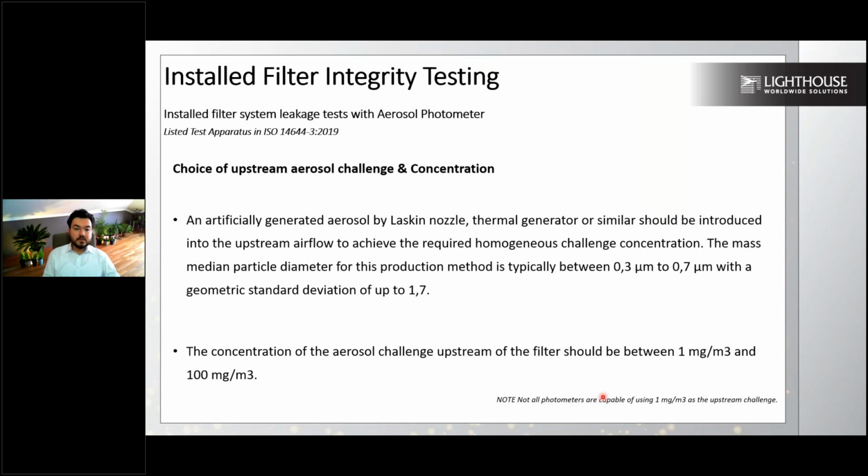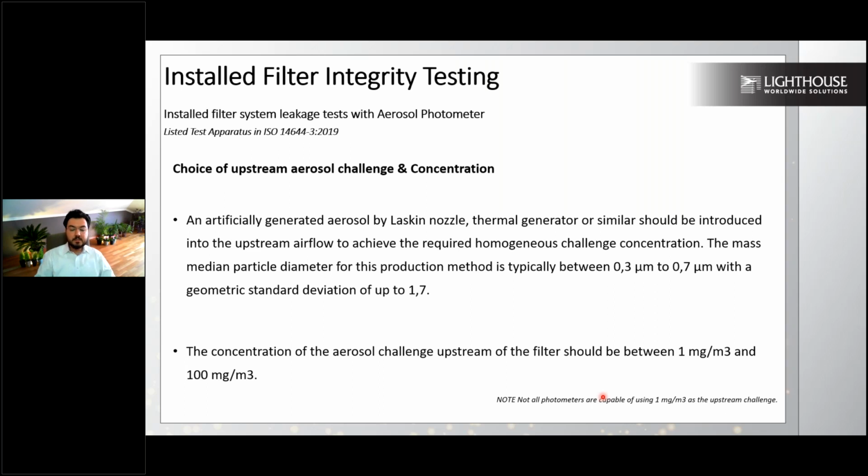And choosing your upstream aerosol challenge and concentration, as I said before, any kind of material like a Laskin nozzle or thermal generator you can use, but make sure you are generating 0.3 to 0.7 micron particle sizes with a geometric standard deviation of up to 1.7. This has to be verified on a regular basis along with your calibration as well, because maybe your aerosol generator, Laskin nozzle generator, or thermal generator may have a drift on an annual basis, so you're not generating the right particle sizes. We'll end up collecting them all in your filter, and the leakage may not be easily detected.